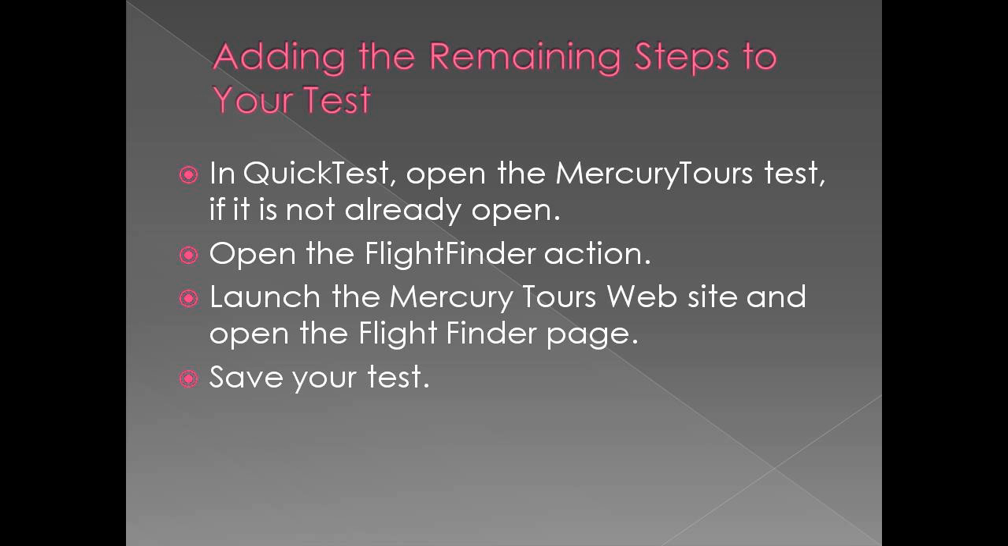1. In Quick Test, open the Mercury Tours test if it is not already open. A. If Quick Test is not already open, choose Start, Programs, Quick Test Professional, Quick Test Professional. If the Start page window opens, click Open Test. If Quick Test opens without displaying the Start page window, choose File, Open, Test, or click the Open button down arrow and choose Test. B. In the Open Test dialog box, locate and select the Mercury Tours test and then click Open.